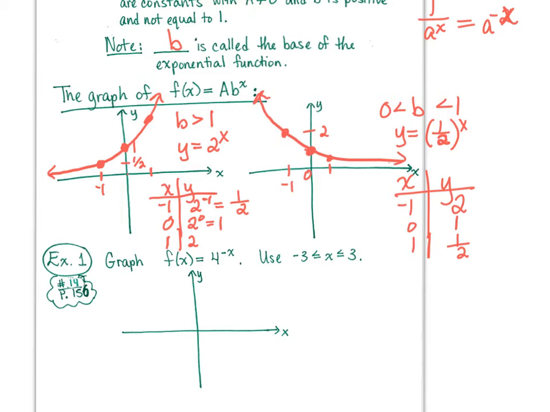So what you should notice here is that when b is greater than 1, your exponential graph has the y-intercept 0, 1, and it's increasing. Whenever b is between 0 and 1, your graph is what? Decreasing. Good. Your graph is decreasing. Your y-intercept is what?